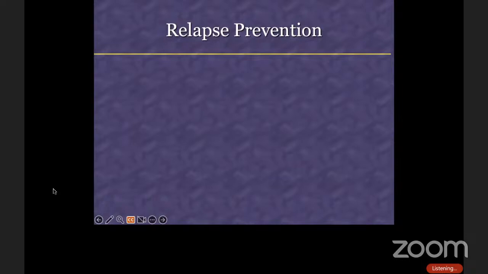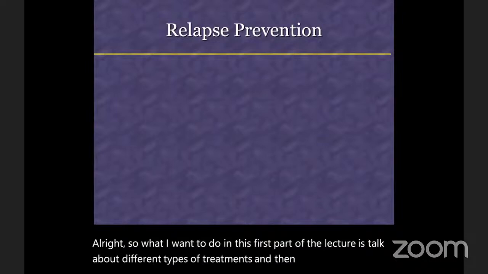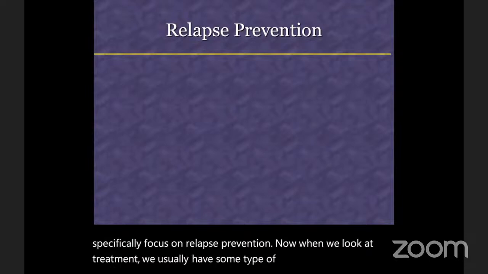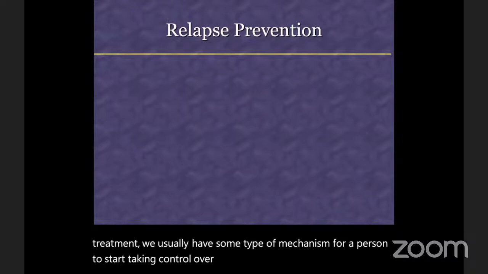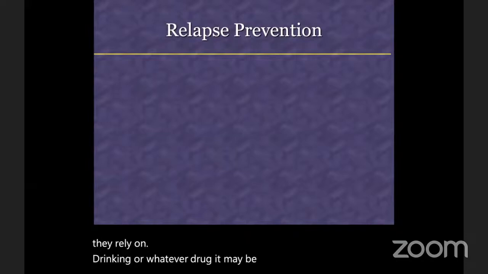All right. So what I want to do in this first part of the lecture is talk about different types of treatments. And then we're going to specifically focus on relapse prevention. Now, when we look at treatment, we usually have some type of mechanism for a person to start taking control over their drinking life, to understand why they rely on drinking or whatever drug it may be that they're using.